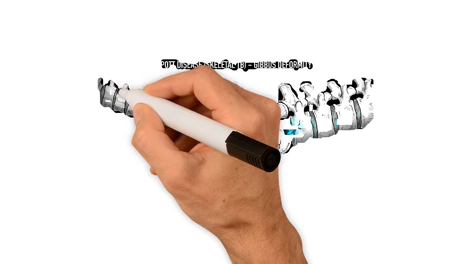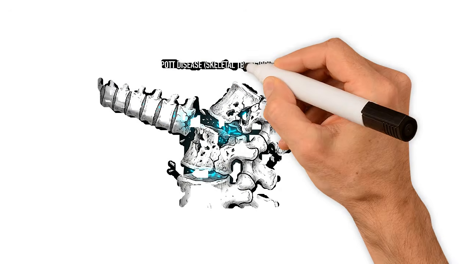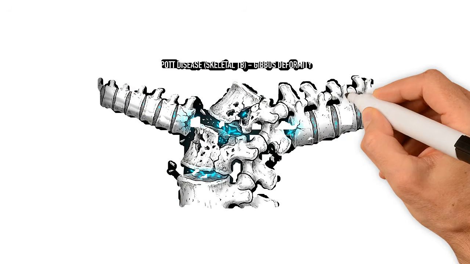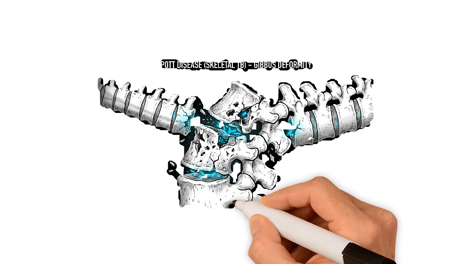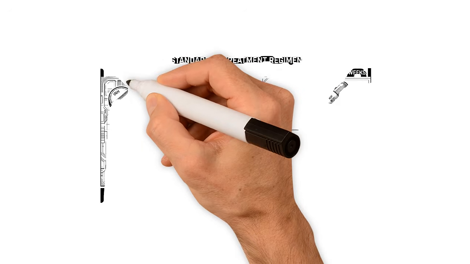And it gets worse. They can seed into the bones. Pot disease, skeletal TB of the spine, where the bacteria erode the vertebrae until the spine literally collapses. Now, here's where drug resistance enters.